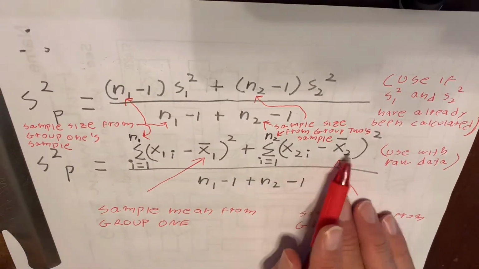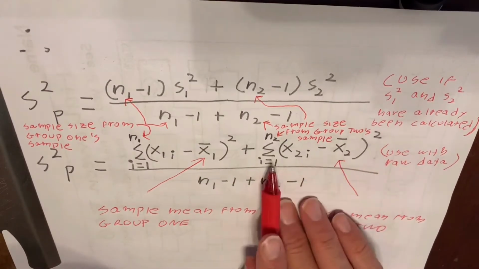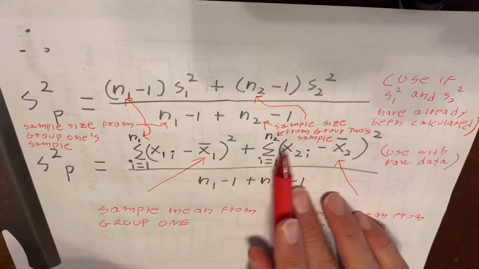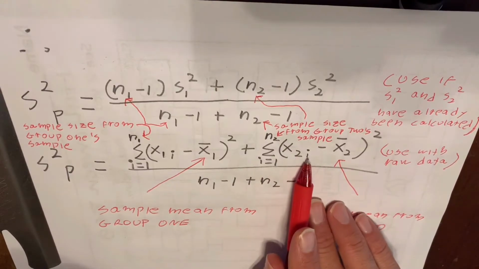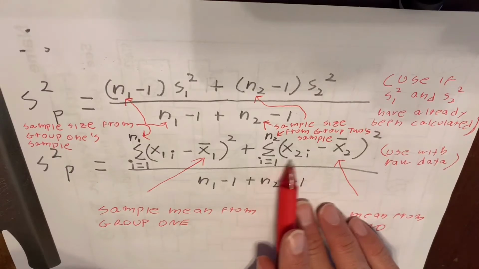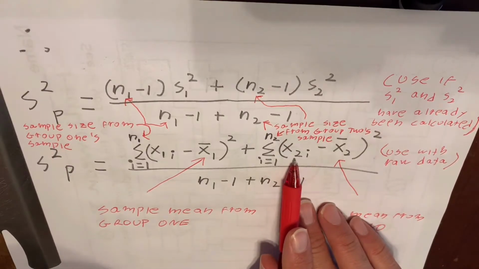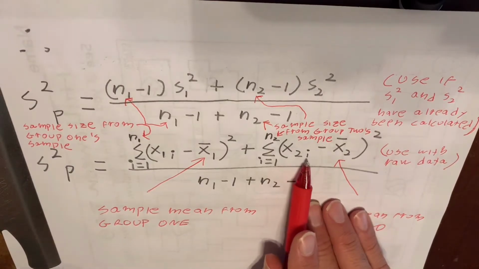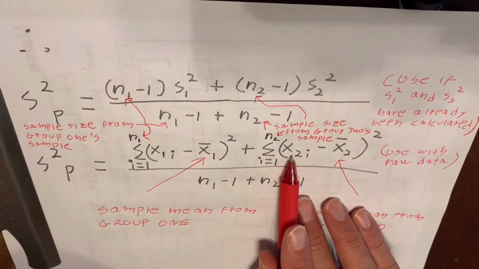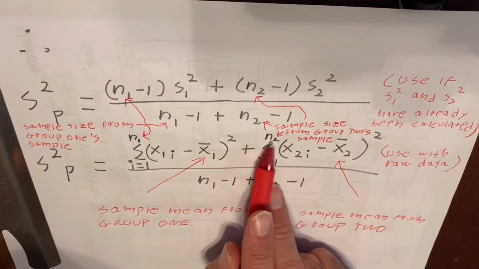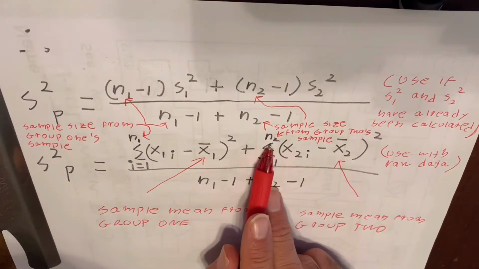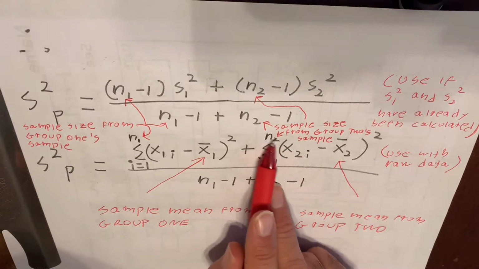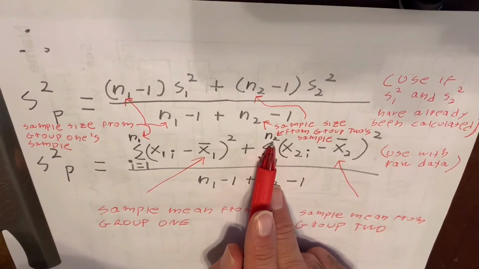Then, if the professor really wants to see you go through this with raw data, this indexed variable represents, since it's x sub 2i, the first observation from group 2, the second observation from group 2, the third observation from group 2, the fourth observation from group 2, all the way up to the last observation. And notice there's a subscript 2. That tells us it's from group 2.